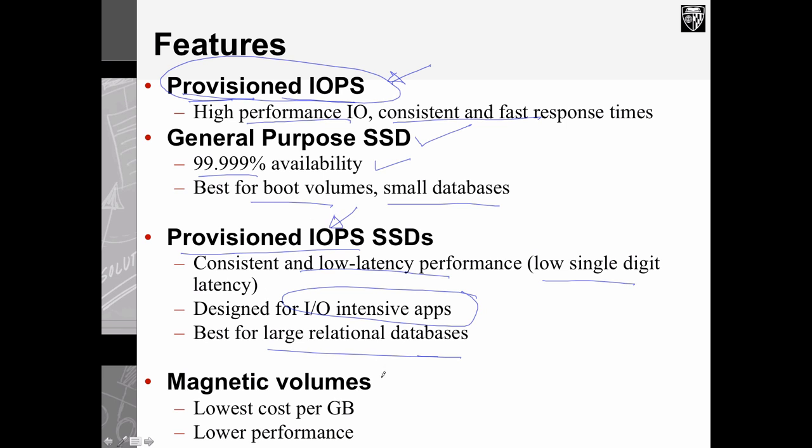The last type of EBS volumes that they provision is called magnetic volumes. The cost of these magnetic disks is the lowest that you can get in Amazon, but they offer lower performance than the other two disks, the provisioned IOPS disk and general purpose SSD.